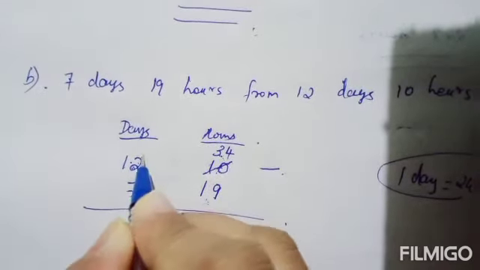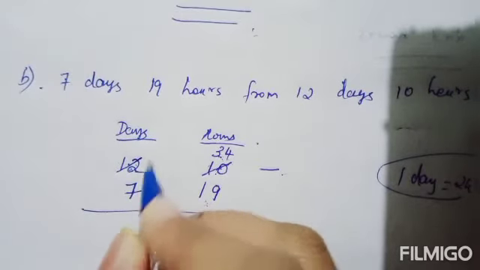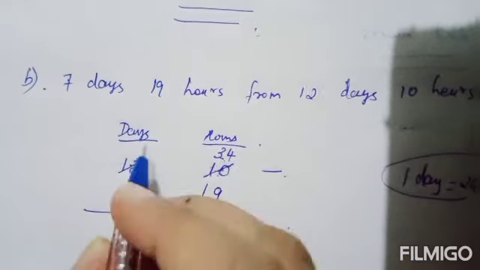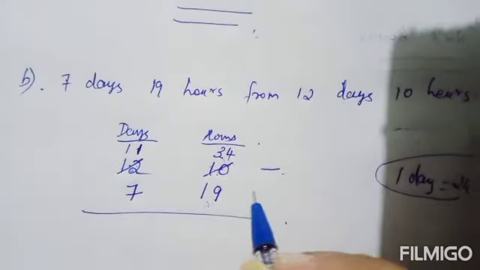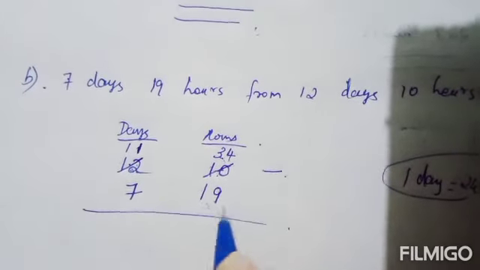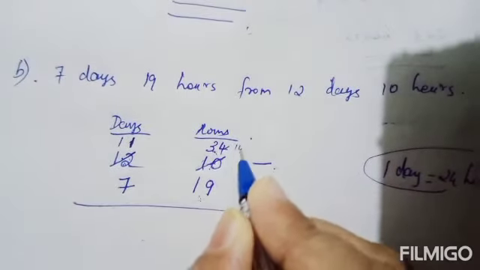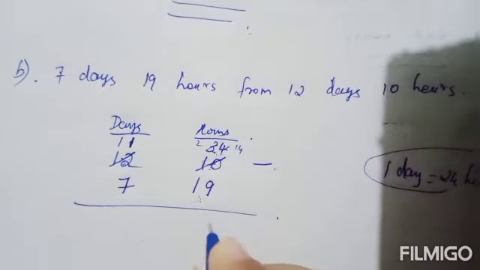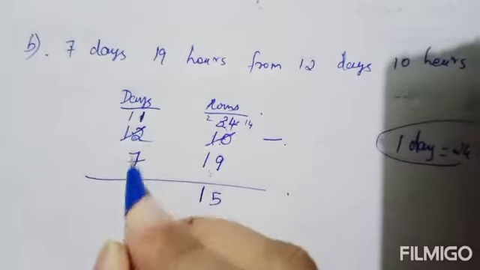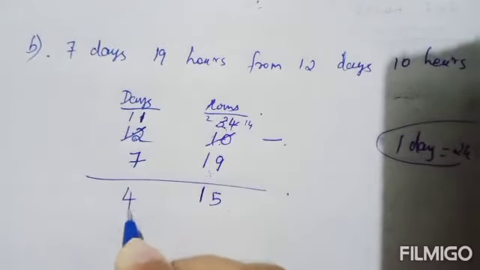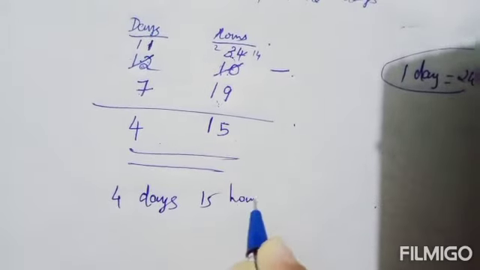Now you can subtract 1 from 12. From 12 days you take 1 day, that is 24 hours, to this side. So 12 will become 12 minus 1, this will be 11. Now you can do the subtraction. 34 minus 19, what will you get? It is 15. Now 11 minus 7, it is 4. So the answer is 4 days 15 hours.